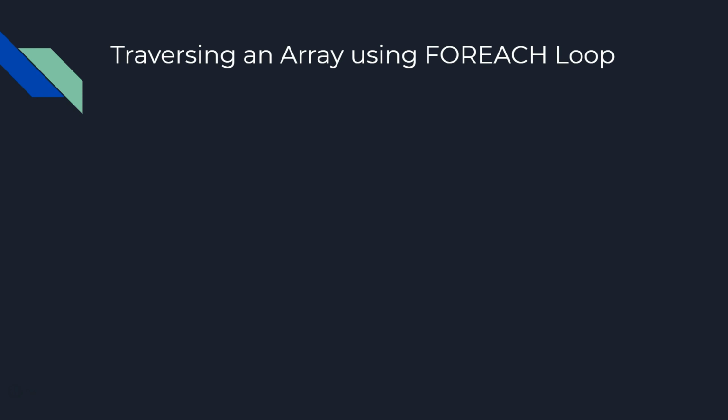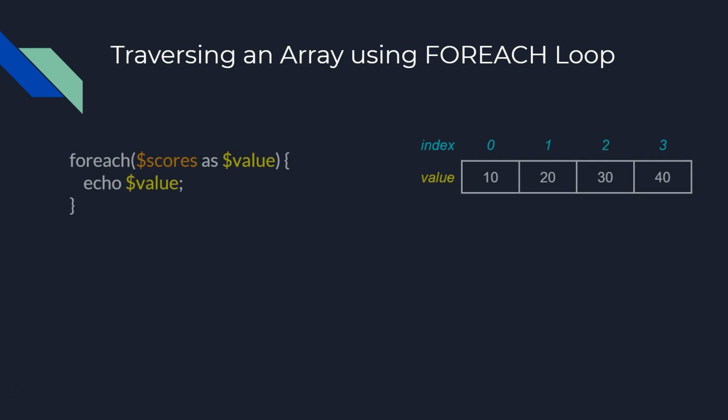Now let's see what the foreach loop looks like. With the same array, you put the keyword foreach there, and you put scores as value. So the array as a value. The value has to be a variable name. I call it value, it's common to do it this way. You can call it whatever you want, you can call it XYZ, it doesn't matter, as long as it's a variable. And then you would just echo the value out.